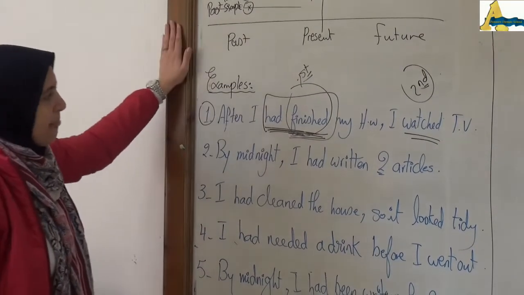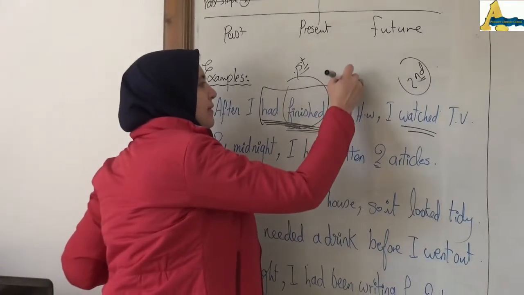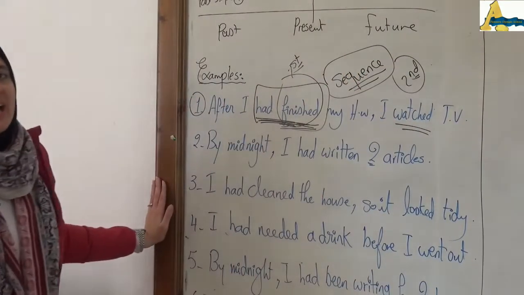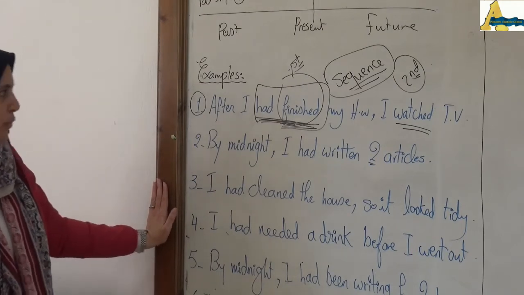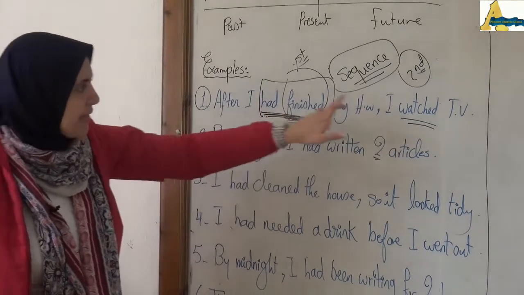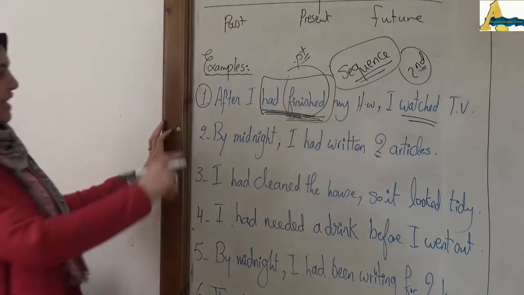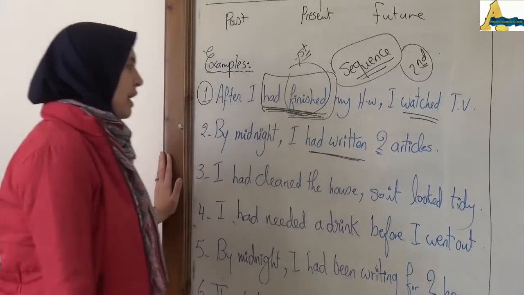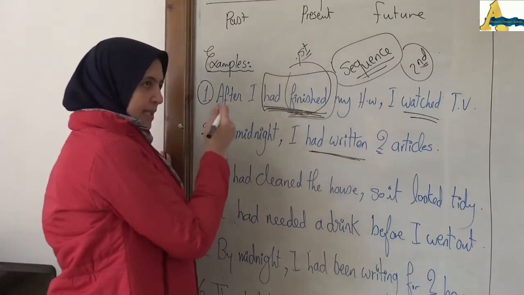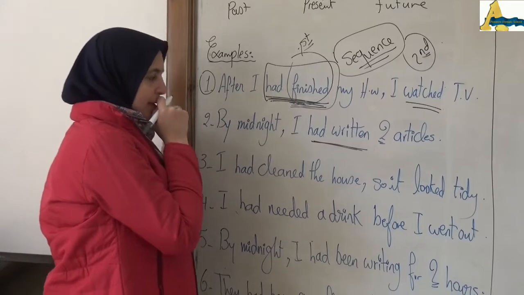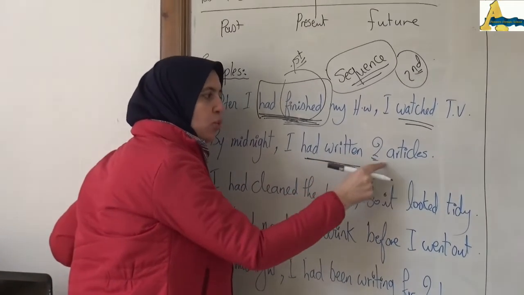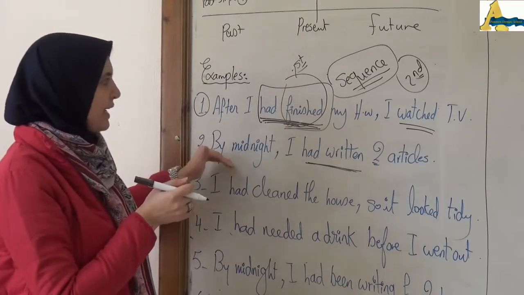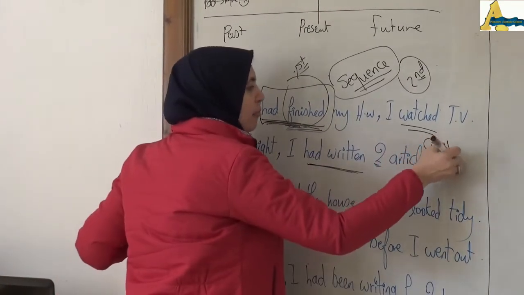Here, I focus on the sequence. What is the meaning of sequence? Putting actions in order. So here, after this happened. Here, I say, by midnight, I had written 2 articles. By midnight means before midnight comes. What happened? I had written 2 articles. So this action was completely finished before midnight. So the focus is on the completion of the action.